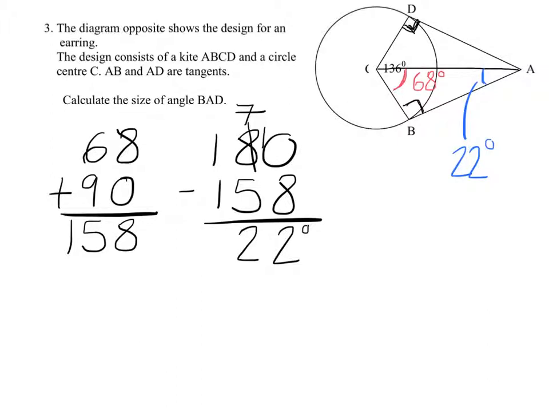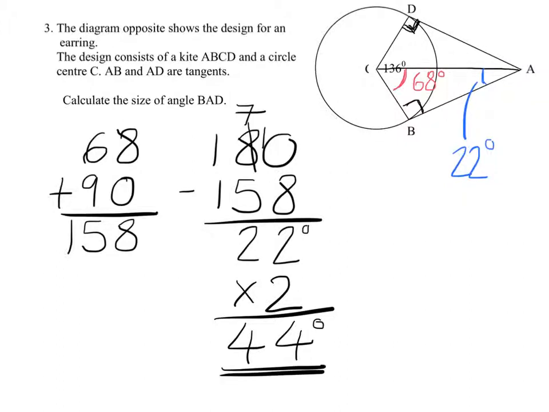So angle BAD, the one that we are actually asked to work out, is going to be double that. 2 times 22 is 44. So quickly showing you how to work that out in the sum. 2 times 2 is 4. 2 times 2 is 4. So angle BAD is 44 degrees.